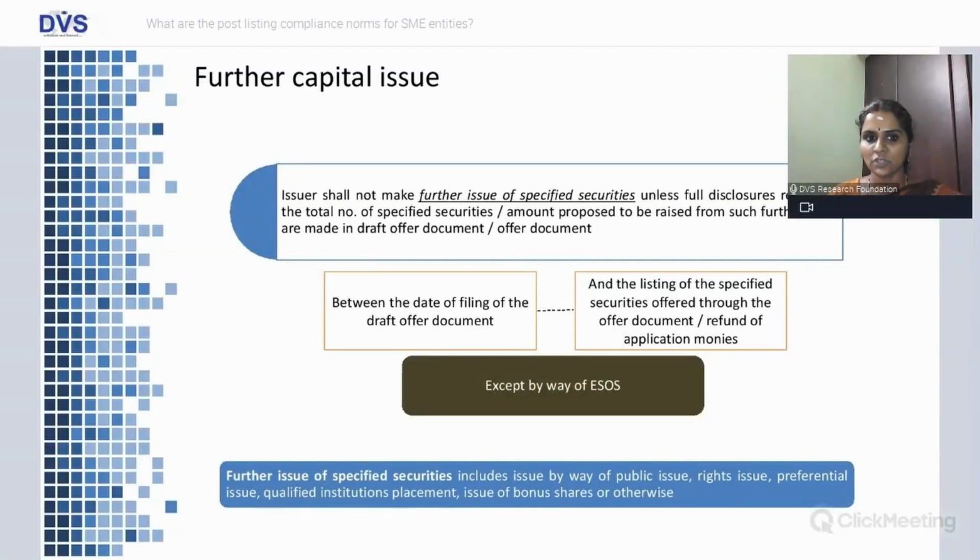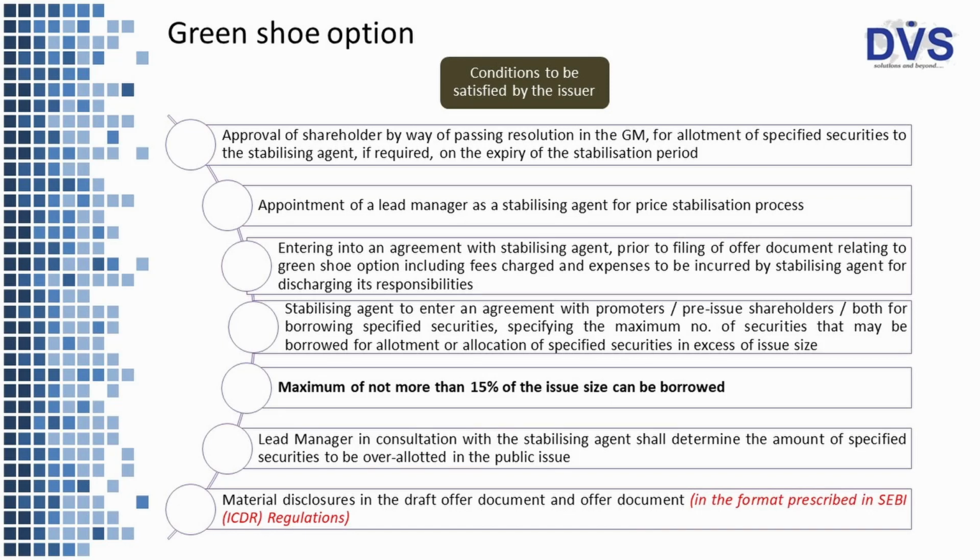What is the duration between the date of filing of the draft of a document and the listing? So between this stage, from the date of filing your offer document till the stage of listing of your specified securities which are offered through this mechanism, the offer document. Till this stage, if there is going to be any further issue, then you have to comply with this particular formality under Reg 278. Here, the further issue could be your rights issue, QIP, preferential issue, public issue, or issue of bonus shares, as the case may be.